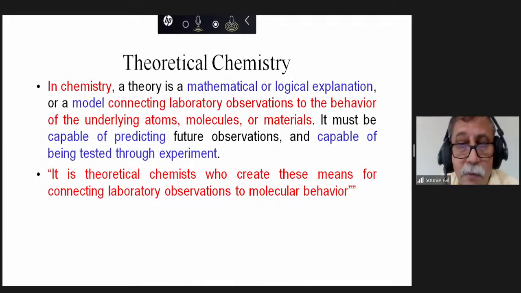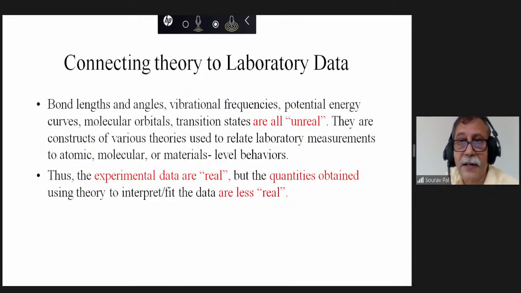So I think I've already explained the difference between theoretical chemistry and experimental and computational chemistry. But the important thing is that theoreticians try to develop the theory to connect to laboratory data. Laboratory data is very often the real data, which is called the experimental data, but we often try to develop quantities which are less real using theory. And that is something that is not understood.